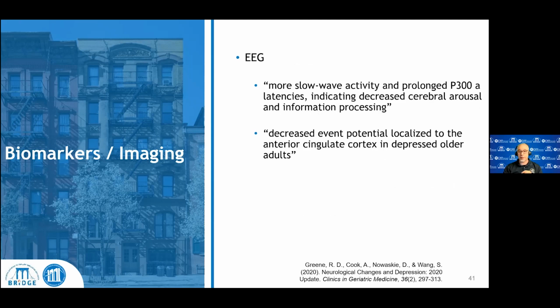And there are also folks working on EEG as a potential biomarker for late life depression, trying to move us away from DSM-5 based diagnosis. So I am not an electrophysiologist, so I included direct quotes from a group that reviewed this recently. In late life depression, there seems to be more slow wave activity and prolonged P300 latencies, indicating decreased cerebral arousal and information processing, and decreased event potential localized to the anterior cingulate cortex.